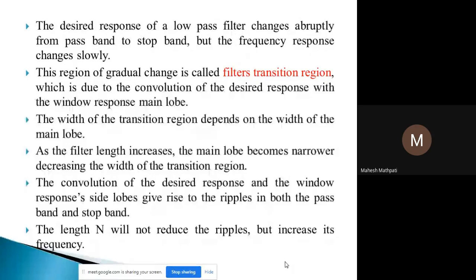Can anyone read that? This region of gradual change is called the filter transition region, which is due to the convolution of the desired response with the window response main lobe.